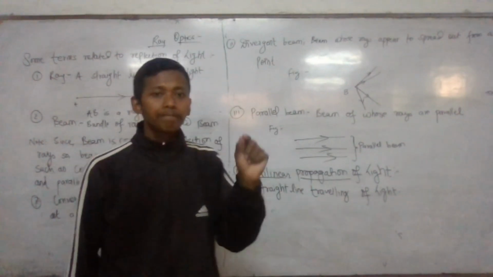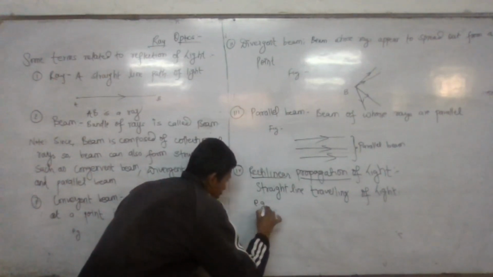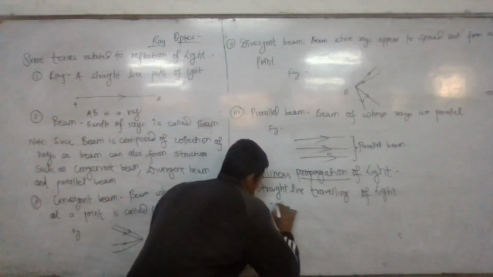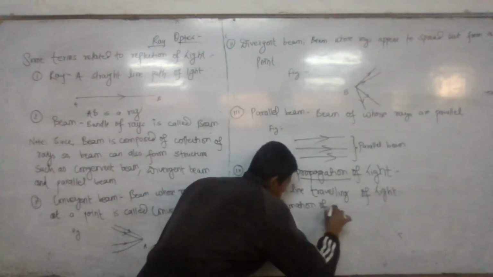So why is an eclipse formed? The example, the proof of rectilinear propagation of light, is the formation of an eclipse. You know eclipse?